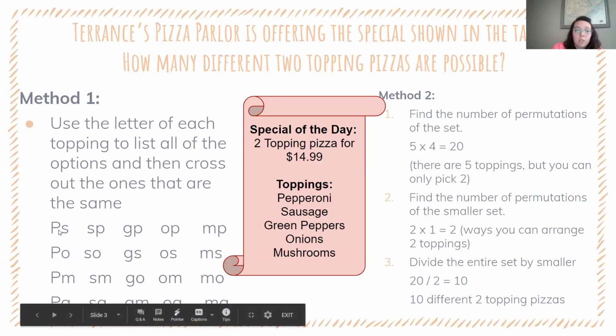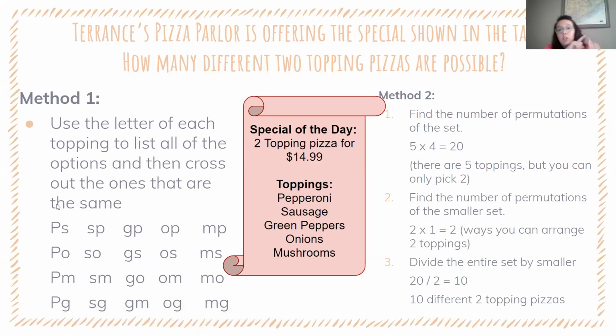So if you look over here, you can see what was listed. This first column was just starting with pepperoni. So I can choose from pepperoni and sausage, pepperoni and onions, pepperoni and mushrooms, and then pepperoni and green peppers. Then my next column was starting with sausage. So I can do sausage and pepperoni, sausage and onions, sausage and mushrooms, sausage and green peppers, then green peppers, and list the 4, start with onions, list the 4, mushrooms, and then list the 4 other ones.